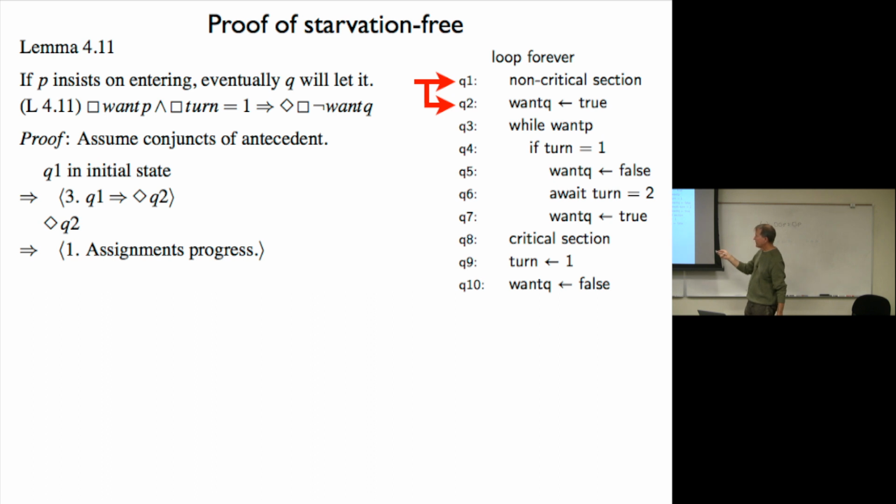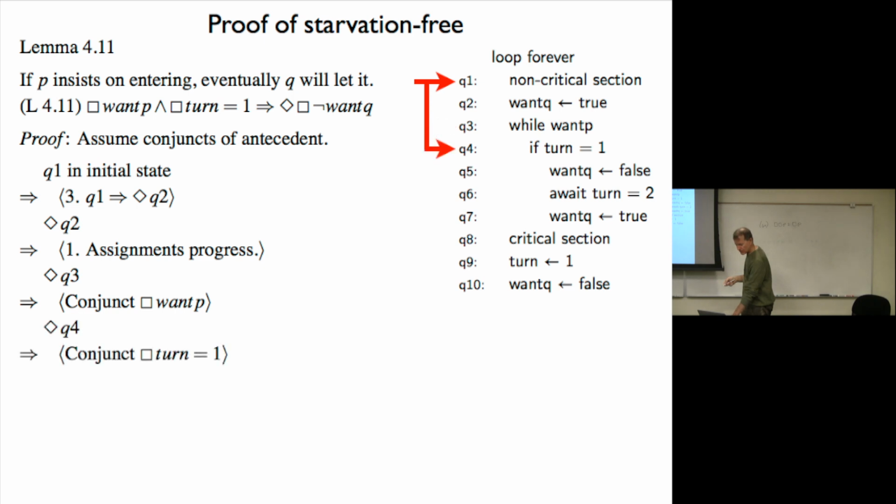So that implies eventually Q2. But now that we're here, what do we know about statement Q2? What kind of a statement is that? Assignment statement. And so we know by our assignment progress that that's going to be eventually Q3. Are you with me? And now, what's one of our conjuncts? Always want P. So if we're at state 3 and we have always want P, then this is true, right? So that implies what? Q4. Are you with me?